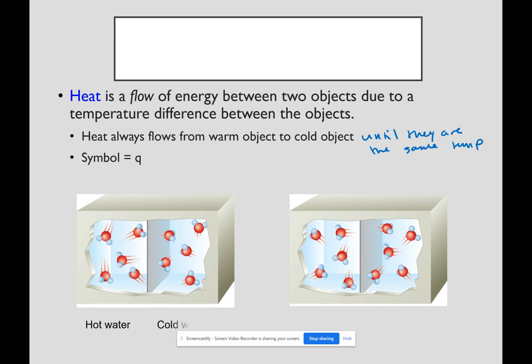So I have hot water and cold water. The hot water is at 90 degrees and the cold water is at 10. So the hot water is going to transfer energy to the cold water. That energy is called heat because it's energy being transferred due to a difference in temperature. So that hot water is going to transfer energy to the cold water until they reach equilibrium, until they are both 50 degrees Celsius.